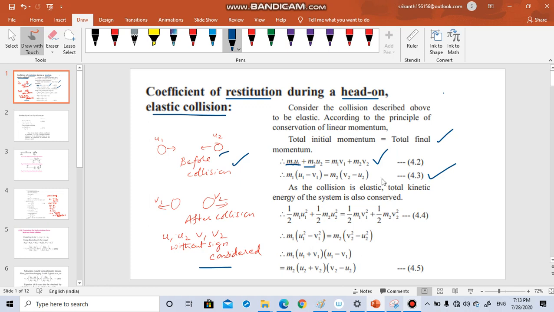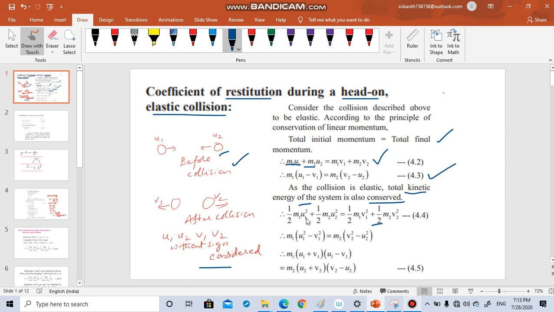In elastic collision, I told you another point, that total kinetic energy also is conserved. That means let us say these two bodies have 100 joules, so after collision also 100 joules will be there. There will be no loss of energy. Kinetic energy you have studied in 9th and 10th class. What is the kinetic energy of mass m with speed v? Half m v square. For the first body it will be half m1 u1 square, for the second body half m2 u2 square. This is the initial, this is the final.